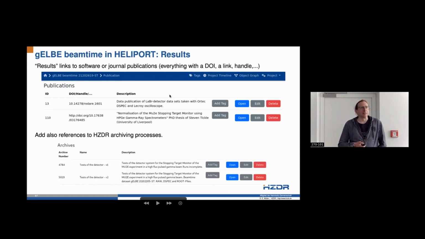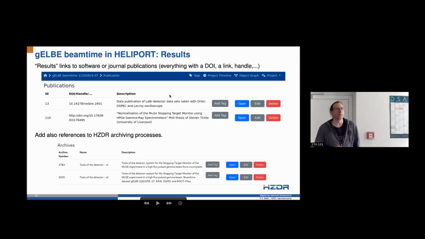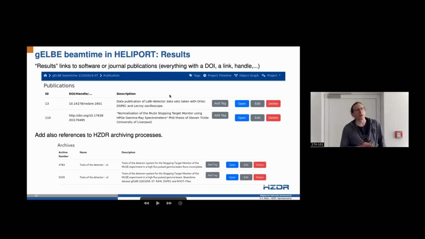And of course, we also archive our data on our tape system here at HZDR. And here we are still working on a better implementation of connecting HELIPORT to the archive process. But at least here we have the archive numbers, so we can refer to that once we would need to put the data back on disk. I mean, at the moment they are still there, but who knows what will be in 5 or 10 years, right?